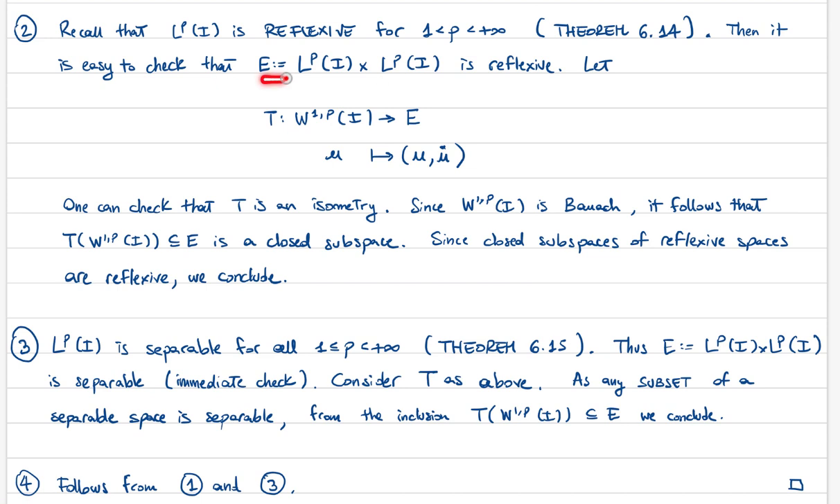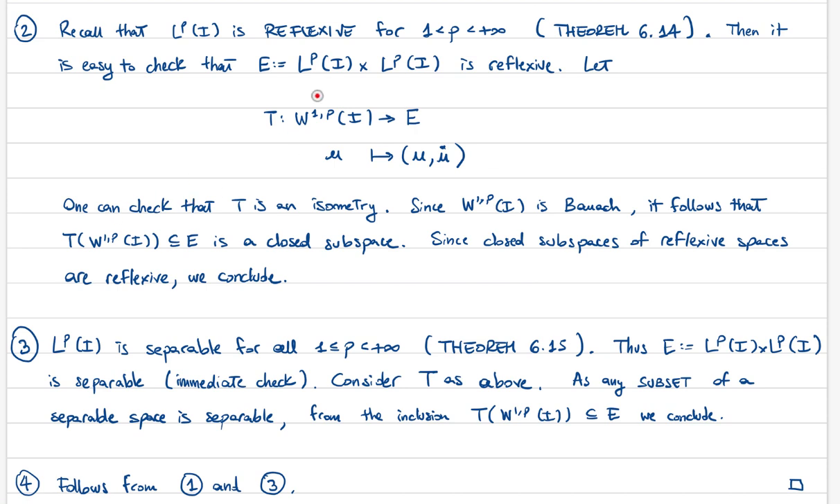So let's call E the product between these two L^p spaces and define the operator T from W^{1,p} into E, which simply sends U into the pair U and weak derivative of U. So this is well defined, first of all, because you know that if U belongs to W^{1,p}, then U has to belong to L^p. So check, this first one belongs to L^p. And also the weak derivative has to belong to L^p. And so also this one is in L^p, and therefore this pair belongs to the space E.